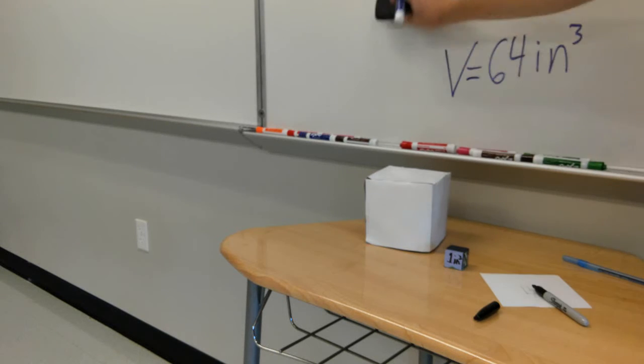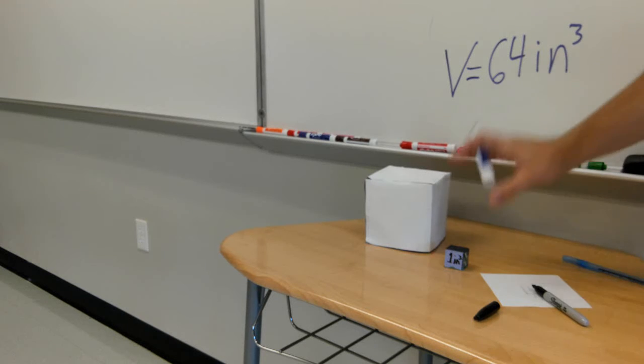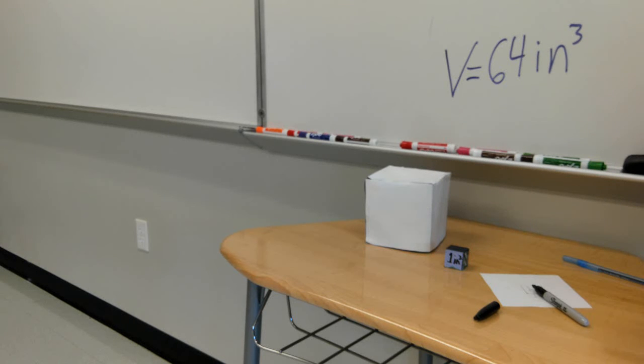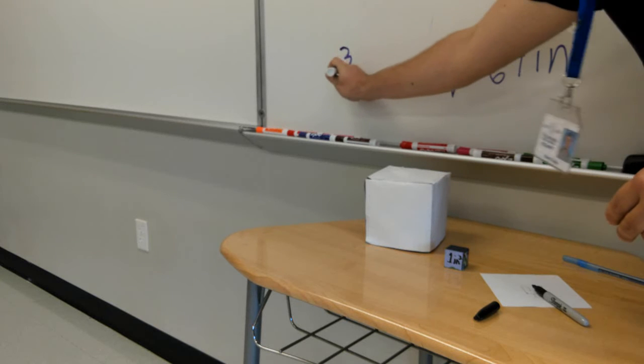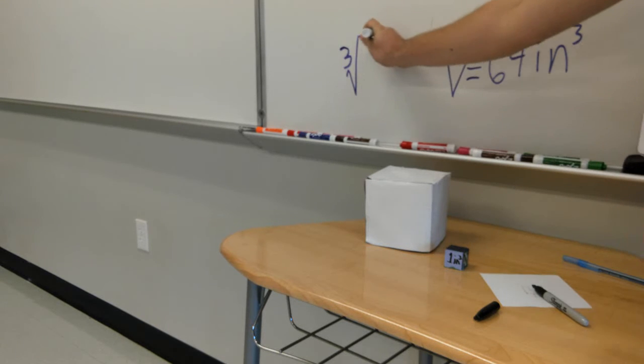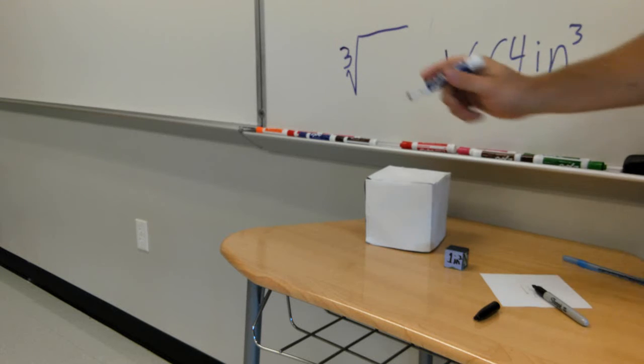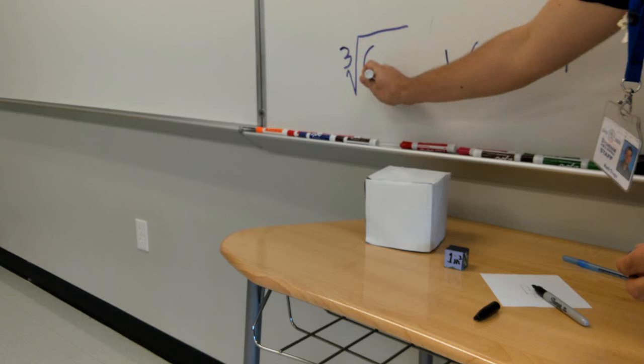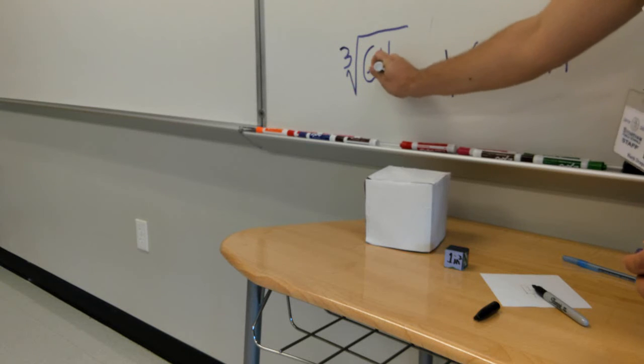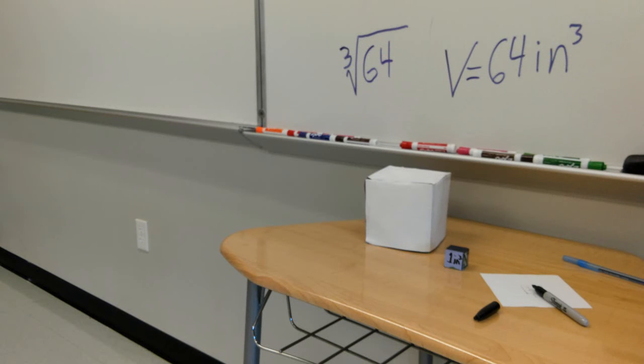Given the volume of the cube, how do I find the height? We're going to use something called a cubed root. Kind of like a square root, right? Except there's a 3 here telling us, no, this is a cubed root. We're going to find the cubed root of 64, right? Now, how does that work?